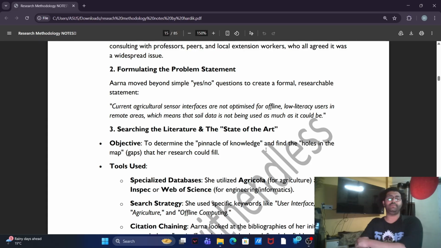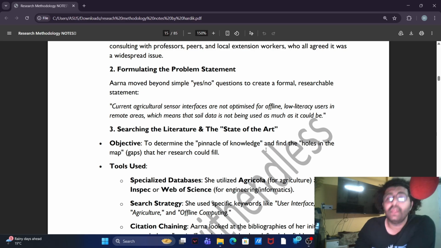Formulating the problem statement. Anna moved beyond simple yes no questions to create a formal, researchable statement. Current agricultural sensor interfaces are not optimized for offline, low literacy users in remote areas, which means the soil data is not being used as much as it could.